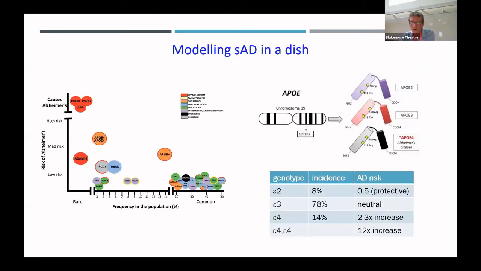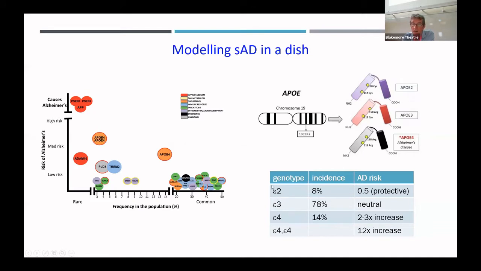So what can we do otherwise? Well, if we now go back and look at the biggest risk gene for sporadic Alzheimer's, that's APOE4. If you have two alleles of APOE3, that's regarded as neutral, and about 78% of us in the audience probably have this. If you have one allele of E4, then you have a 2 to 3 times greater chance of getting Alzheimer's. And if you have both alleles, that's a 12 times greater chance.